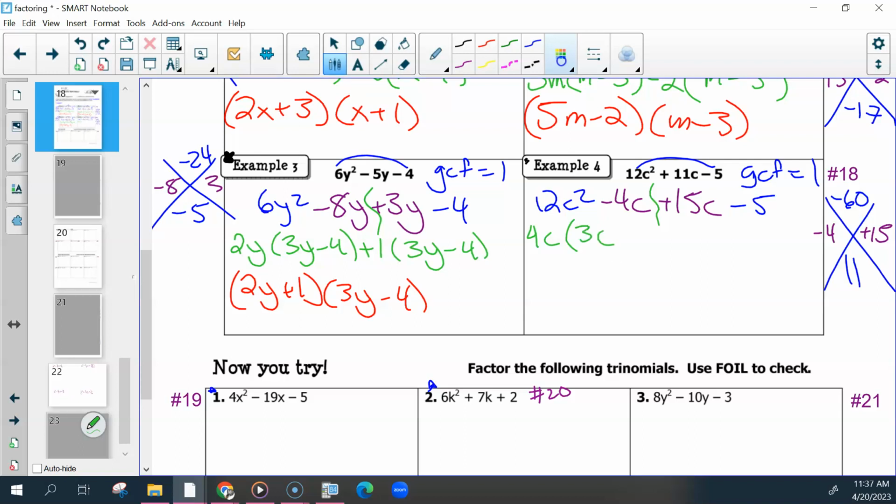3c. Minus the c's would cancel. Minus 1. What did the last two have in common? 5. Positive 5, so plus 5. And if you divide that out, what's left? c minus 1, 3c minus 1. So then our answers would be what?